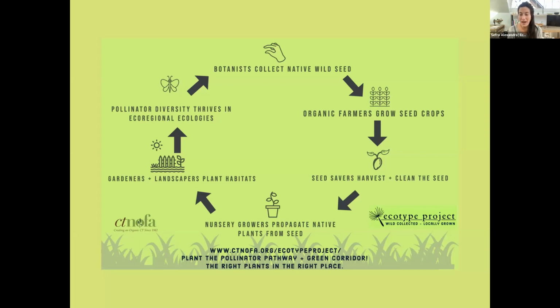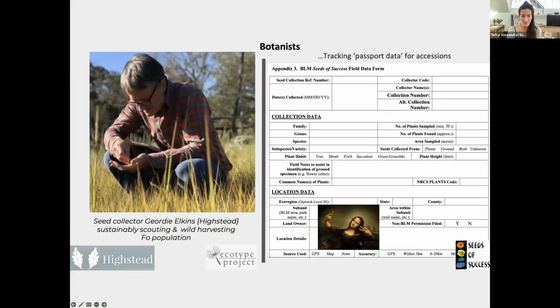We work with botanists who wild collect that F0 seed. We bring organic farmers on to grow out those different species. We then collect and clean the seed, get it to the nursery growers, and get it back out to you all, to the end users, and to the restoration projects where it's needed. So that's how it works. We work under the SOS protocols. We like, Mona Lisa taking a selfie. Let's start asking questions about provenance when we want to know about our seed. And that's Jordy Elkins, one of our main seed collectors.